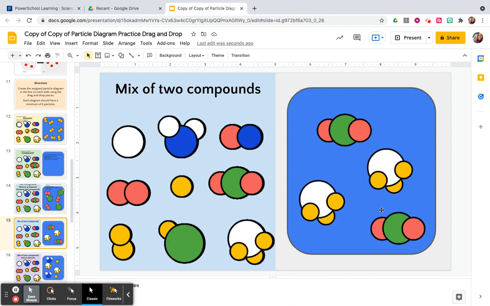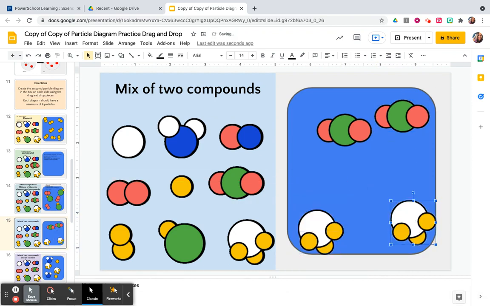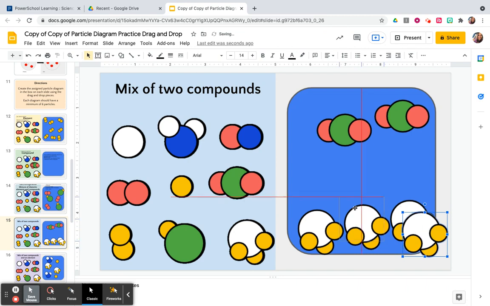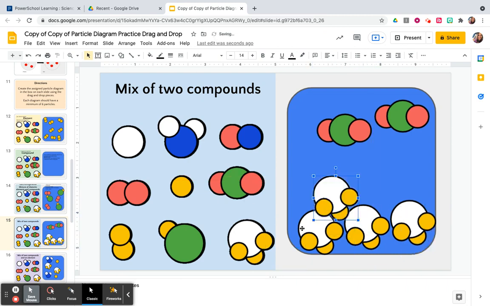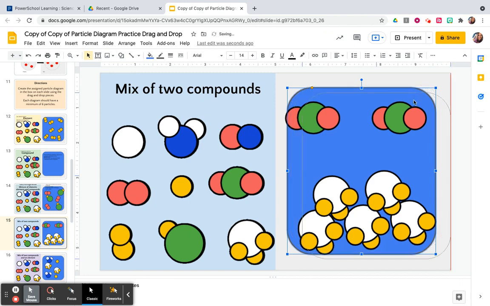Now, what if I did this? I'm going to move this down, copy those, and paste another one right in here. Paste another one down in here like this. And another one, move it right here. Then I'm going to move these guys up like this.